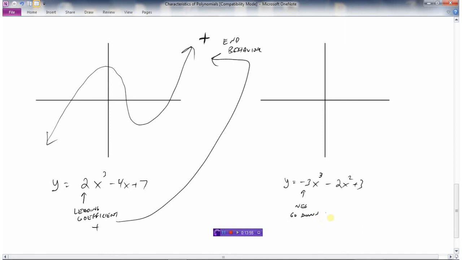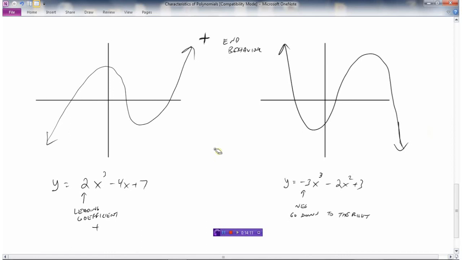This one has a negative leading coefficient, so this means it's going to go down when we go to the right. So when we go way over to the right in this function, it's going to be going down. And then we still got to have sort of that three parts to the function. So it would look something like this. So the leading coefficient is positive, it's going to move up to the right. If the leading coefficient is negative, it's going to go down to the right.